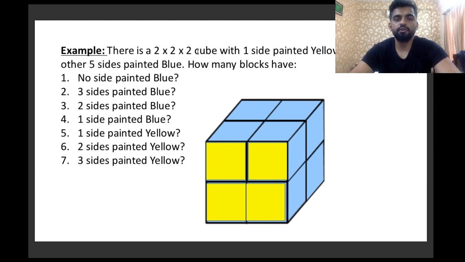There is a 2 into 2 into 2 cube with one side painted yellow, which is the front side, and all other 5 sides are painted blue. How many blocks have no side painted blue? 3 sides painted blue, 2 sides painted blue, 1 side painted blue, 1 side yellow, 2 sides yellow, 3 sides yellow. Go ahead and answer this question from 1 through 7. Just tell me the sequence.